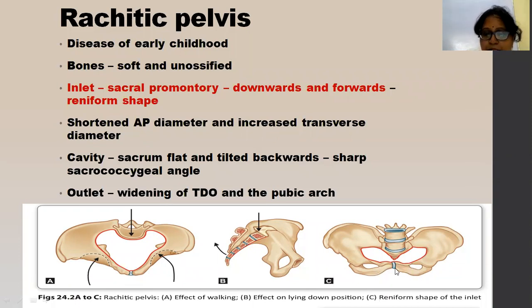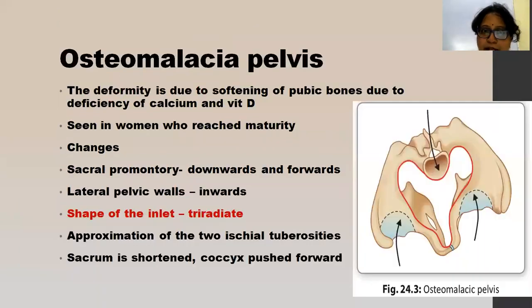Normal subpubic angle is 85 degrees. It is more than 85 degrees here. So this is how the pelvis looks like in rickets.